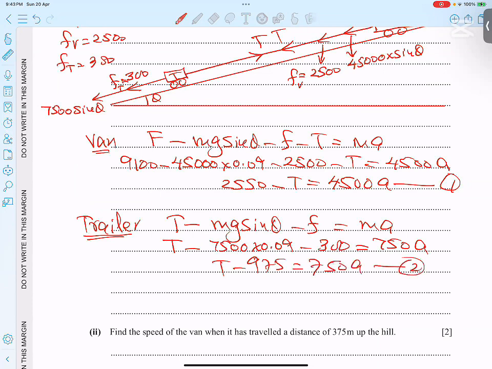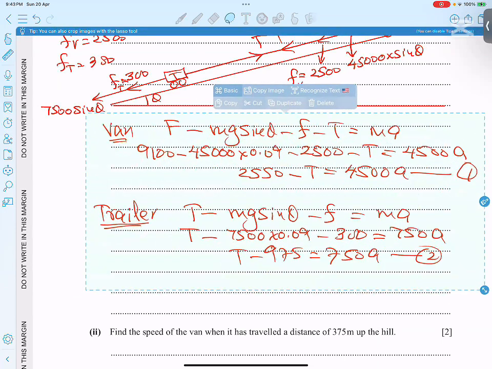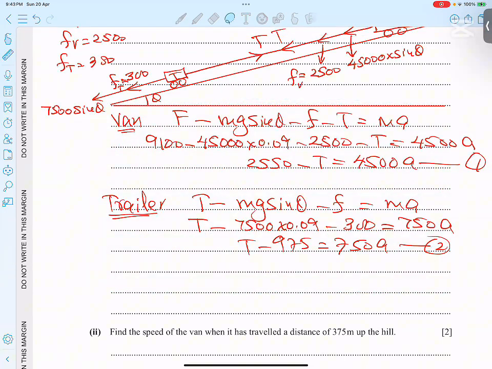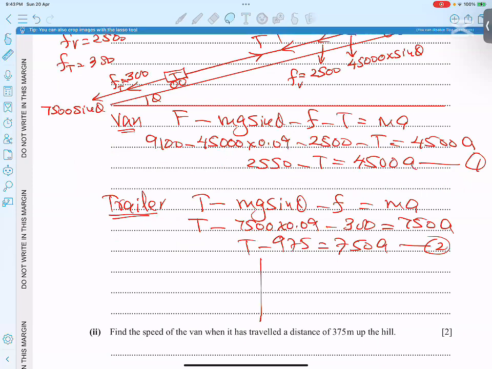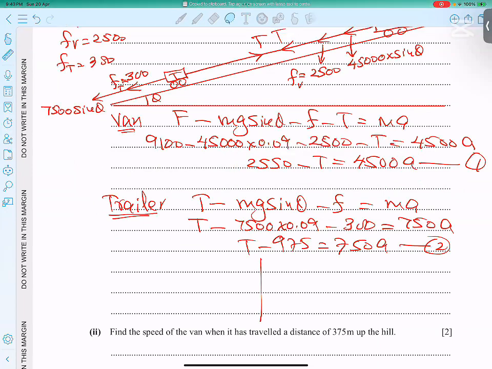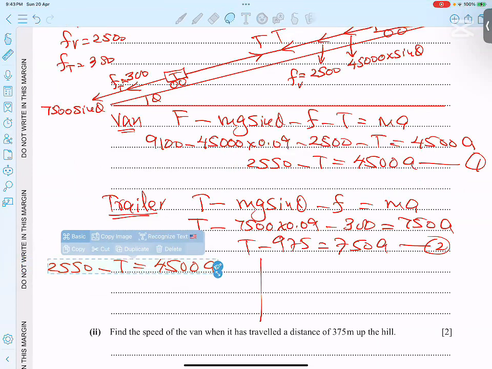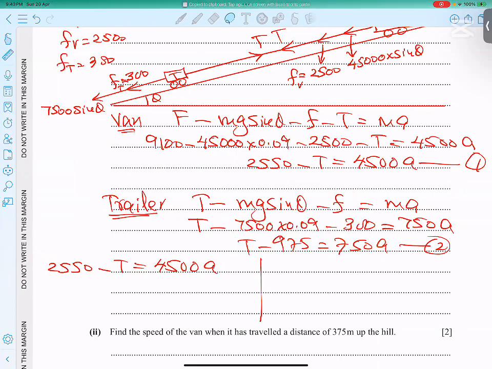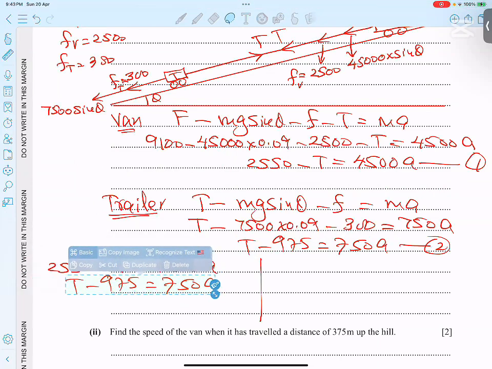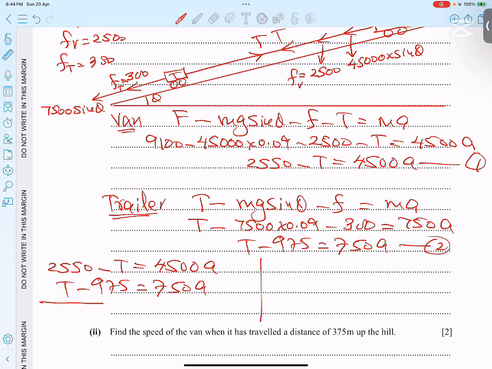Equation number 2. And students, I'm going to finalize it. Now, how to do this one? I'm just solving simultaneously. This equation I'm copying from here, and this equation I'm copying from here. Now, students, naturally, tension cancels. So 2550 minus 975, I got 1575. And 4500 plus 750, I got 5250 acceleration.